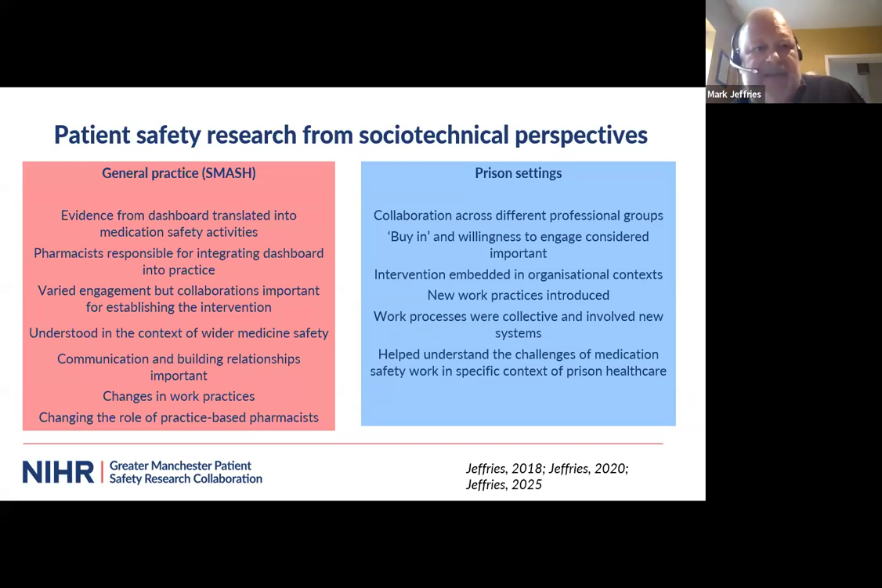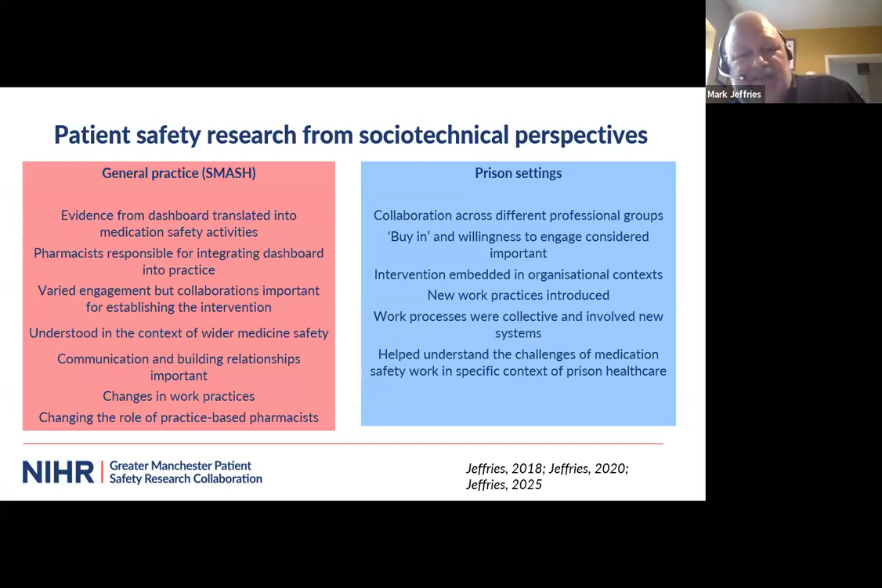In the prison setting, we had a similar process, but the dashboard was accessible from the patient electronic record. It wasn't a separate system like SMASH. And again, we found that we needed to have collaboration. It was very much about whether there was buy-in from different professional groups. It was often left to one or two individuals to do the work.